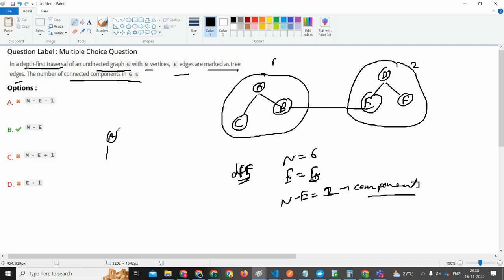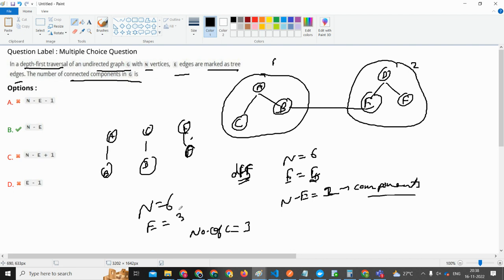So, just imagine, let's take another example. A B and then C D, and then E F. If you draw, similarly, BFS for this, what is n here? Still 6, right? What is e in this? 3. Very good. So what is the number of components? 3. Very good. Which is nothing but 6 minus 3, right?